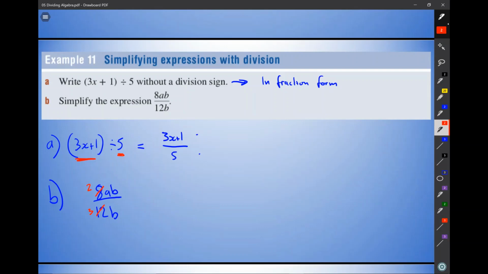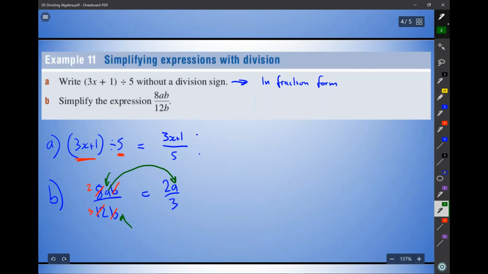Now, the other thing we're looking for is, are there any letters that are the same on the top and bottom? Yes, there is. There's a B the same on the top and bottom. So our final answer is going to be 2a over 3. There's an A on the top of this fraction, but no A anywhere on the bottom, so the A stays right where it is.